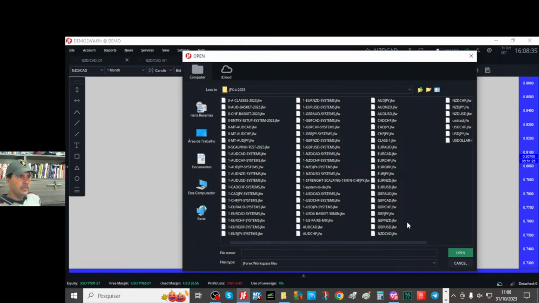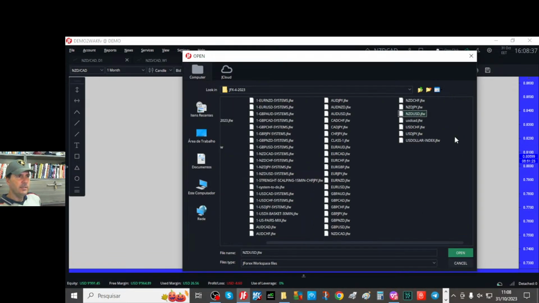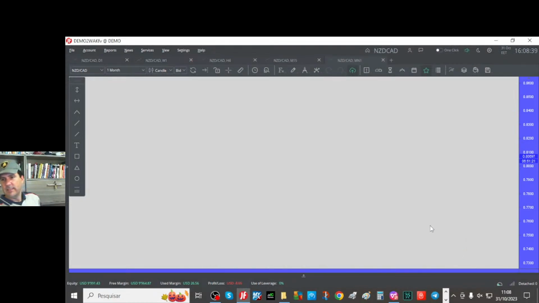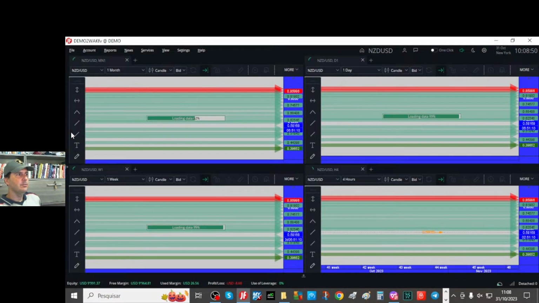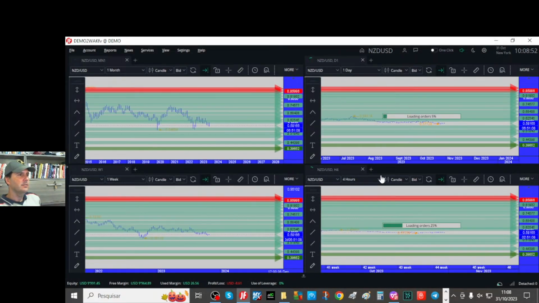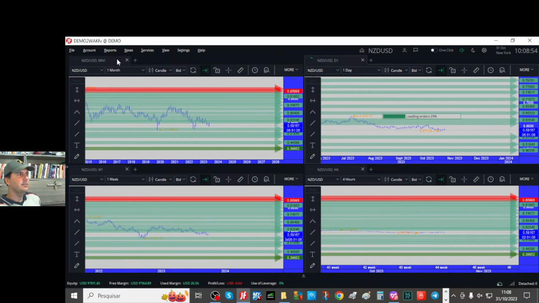NZD/JPY, NZD/CHF, NZD/USD. Maybe. Give me a second. So the bulls and bears, exactly. Talking about time, there you go. Hopefully. All right, I don't have the Fibonacci's, right?